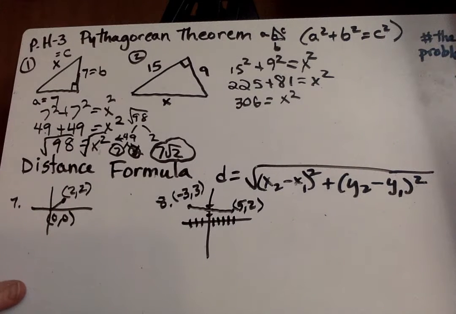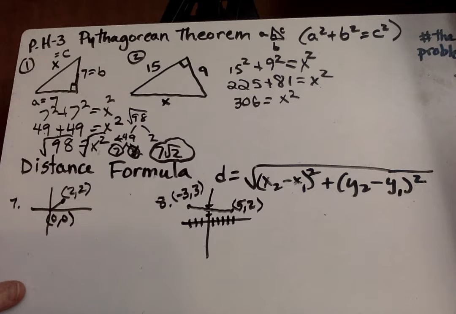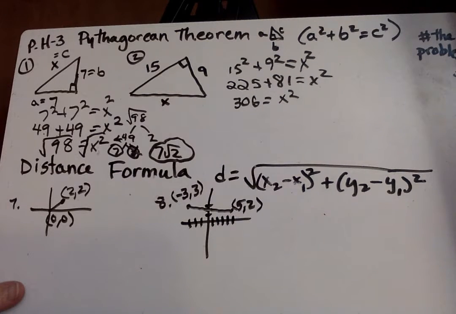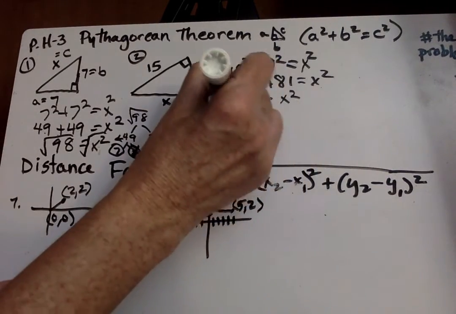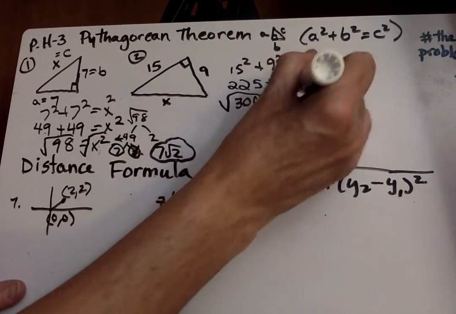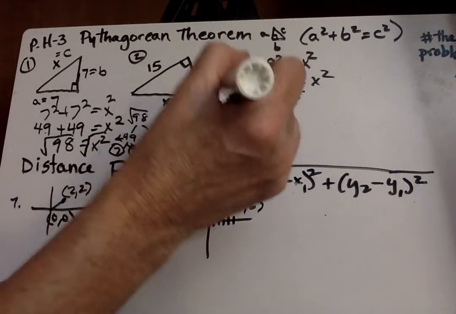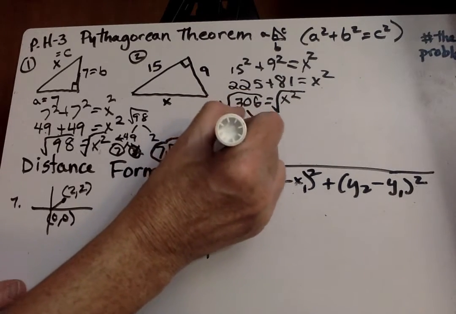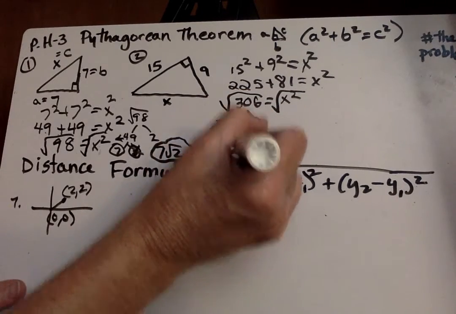Now, if we use our divisibility rules, I know 3 will go into that because 3 and 6 is 9. I'm just trying to remember if 9 goes into that. So 306 divided by 9 equals 34. So then I take the square root of each side to solve for x. And then I'm going to break this down into 34 times 9. And then this goes to 17 times 2.